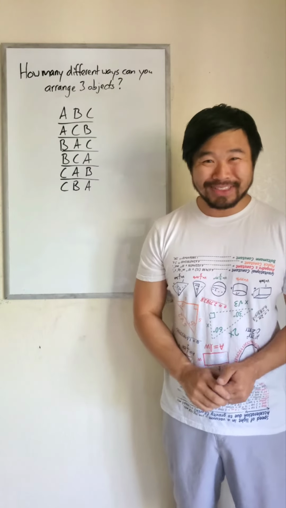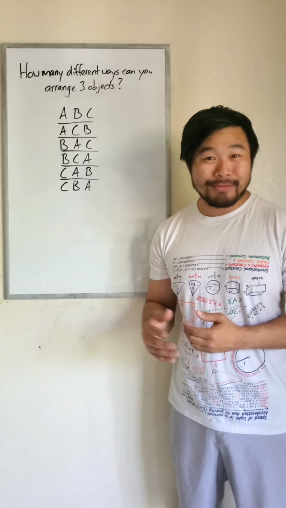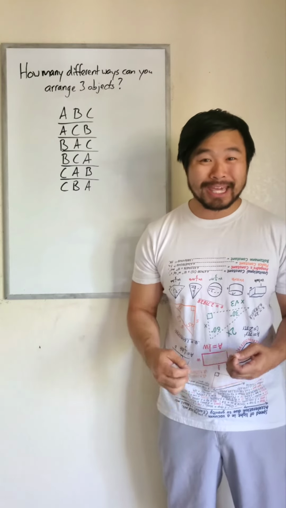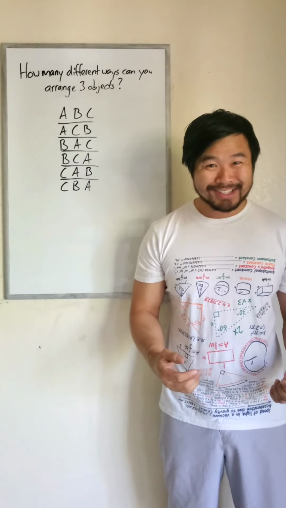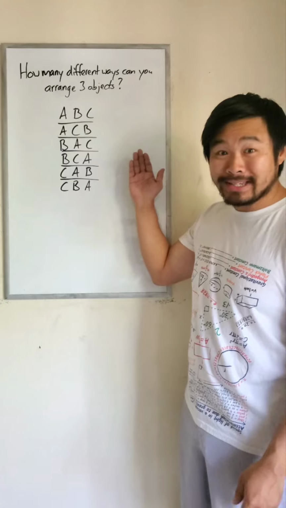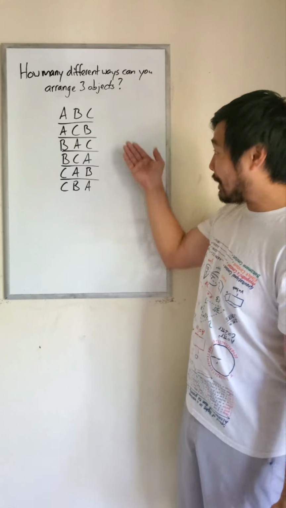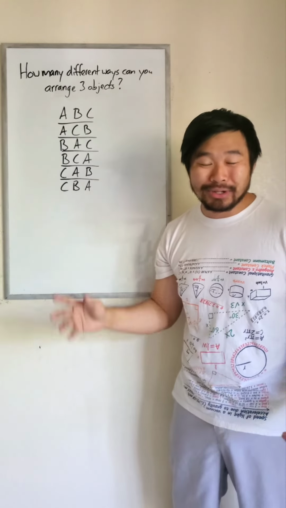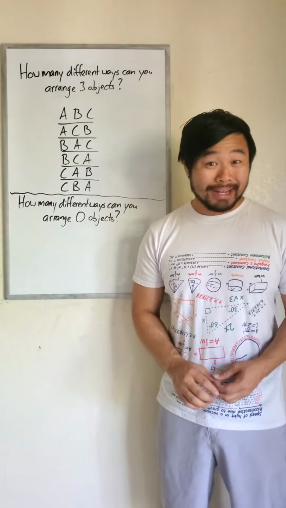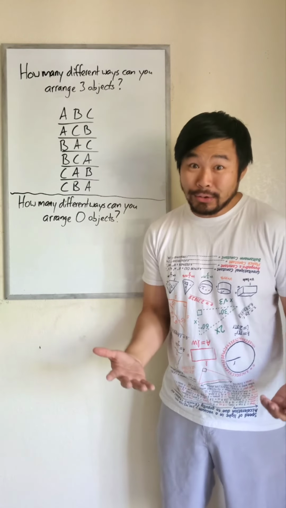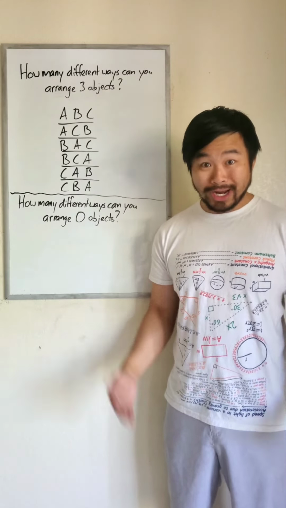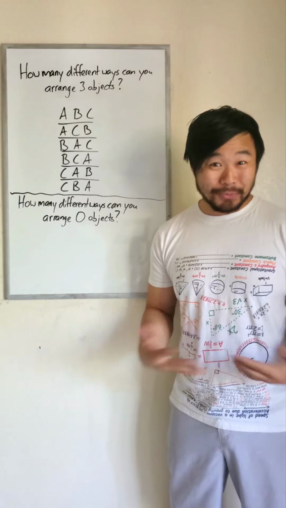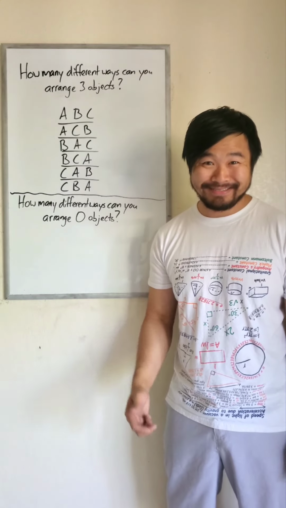Now, here's another way of thinking about it. We can think about n factorial as the number of different ways we can arrange n objects. So, for example, how many different ways can we arrange 3 objects? Well, 6. 3 factorial equals 6. Now, how many different ways can you arrange 0 objects? Well, 1 way. Here it is. There's only 1 way to order the empty set.